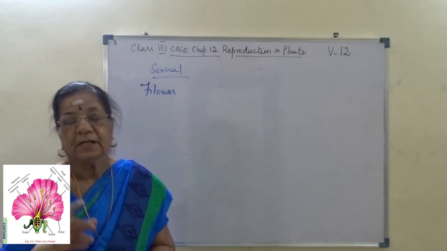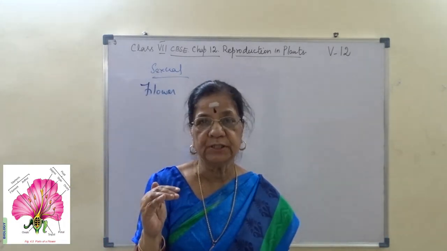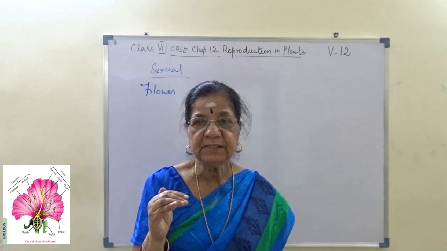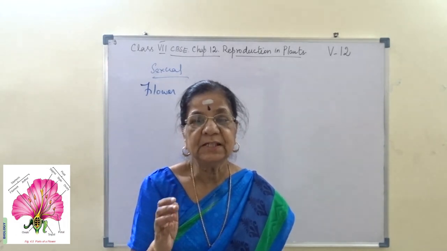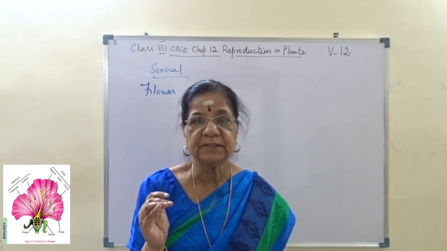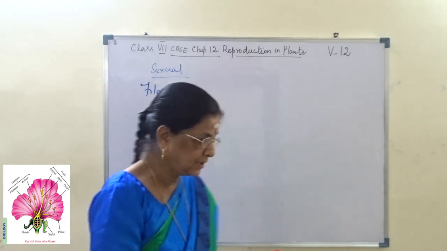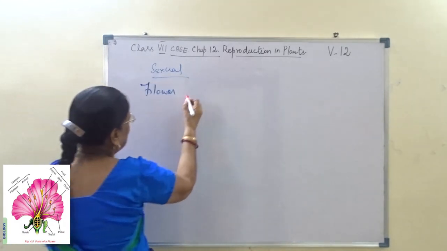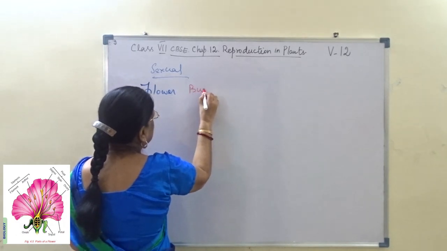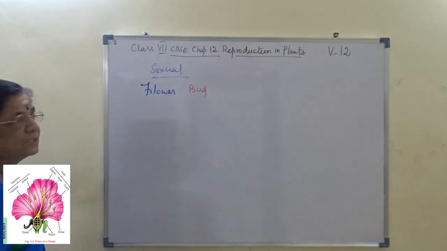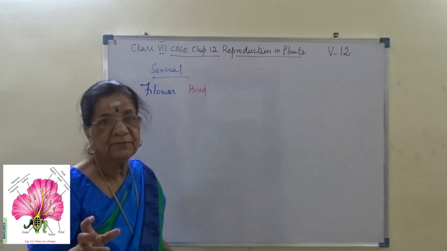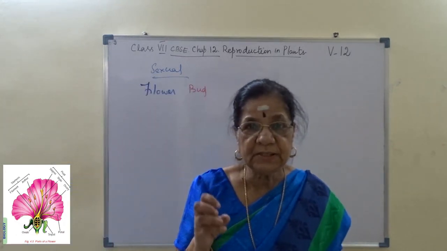When a plant is growing, the bud is the first appearance of the flower. Otherwise, we say the first reproductive sign is the appearance of the flower bud. And last year we have studied parts of the flower.